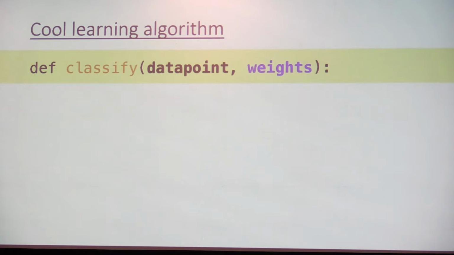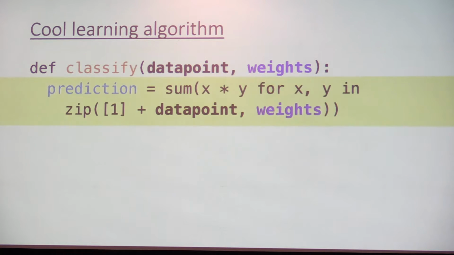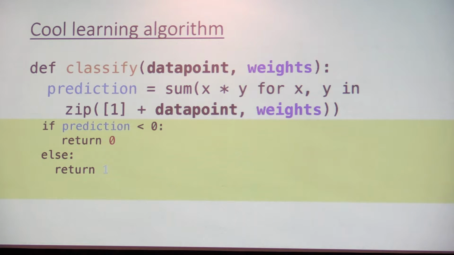So classically, you do this in a very imperative way. So you have your classifier. What this does is a matrix multiply. So you multiply each of the weights by each of the inputs, you sum it all up, and then if it's less than 0, you return 0. If it's greater, then you return 1. And these are the two classes.